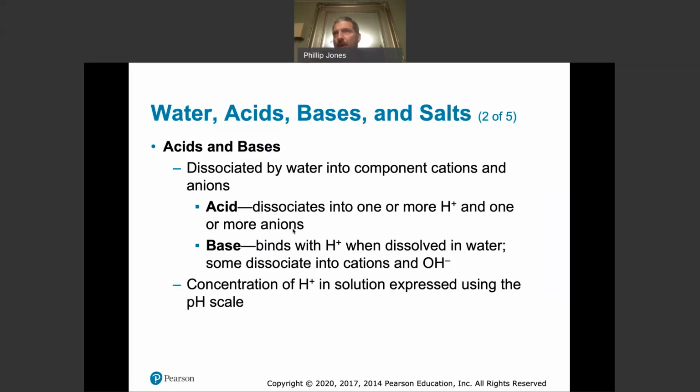So acid and base, we'll start talking about pH. The more hydrogen it has, the more acidic it is, the more base or hydroxyl ions it has, the more basic it is. And we'll talk about the pH scale and how it changes logarithmically with each number of the pH scale. So a base binds with hydrogen when dissolved in water. Some dissociate into cations or OH.